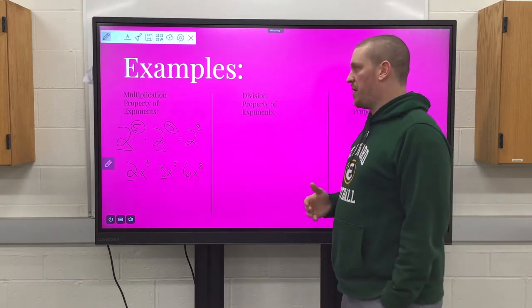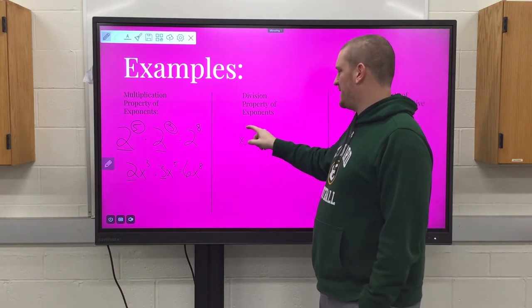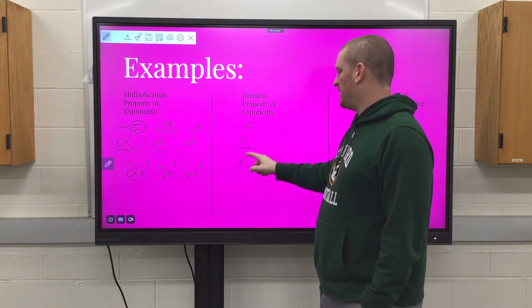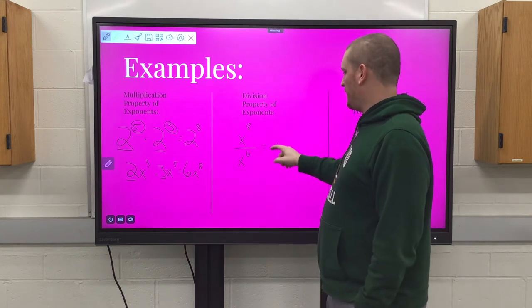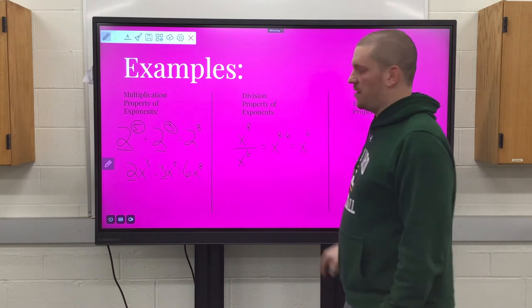Similar to the multiplication property of exponents, the division property of exponents takes those same things. If you have x to the 8th over x to the 6th, you just subtract them. It should be x to the 8 minus 6, which is x squared.